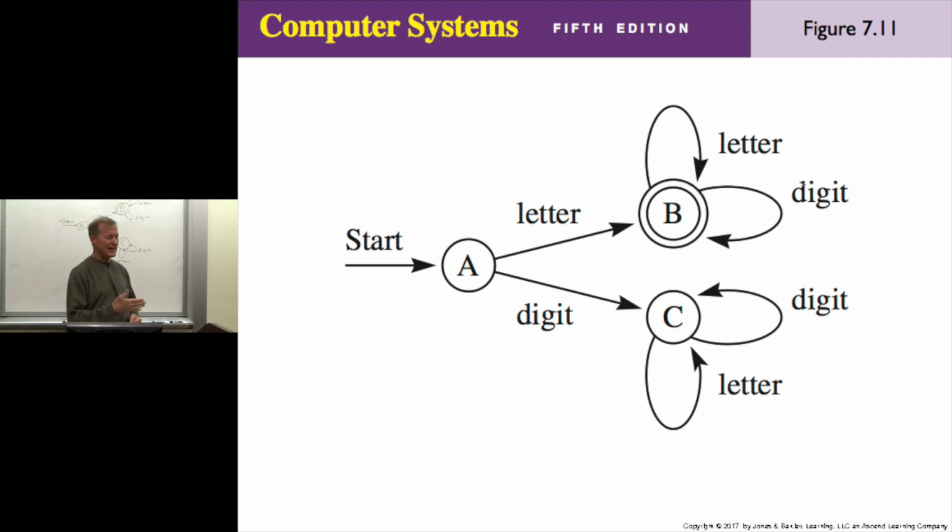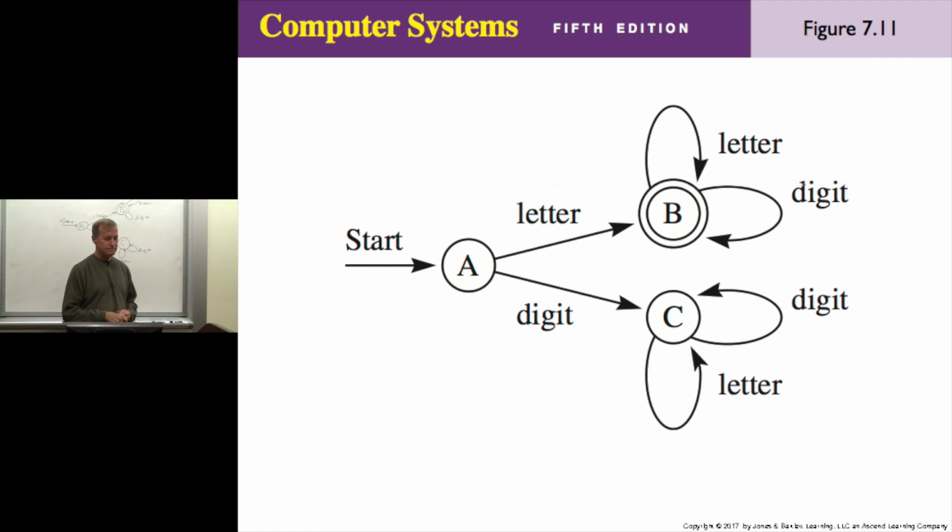Letter. I didn't want to put down A, B, C, D, E, F, G, so I just said letter. Okay. And digits are 0, 1, 2, 3, 4, 5, 6, 7, 8, 9. All right. So there's a directed edge from A to B that's labeled letter, and then there's a directed edge from A to C that's labeled digit, and then B has a transition to itself on letter and digit, and C has a transition to itself on a letter and a digit.